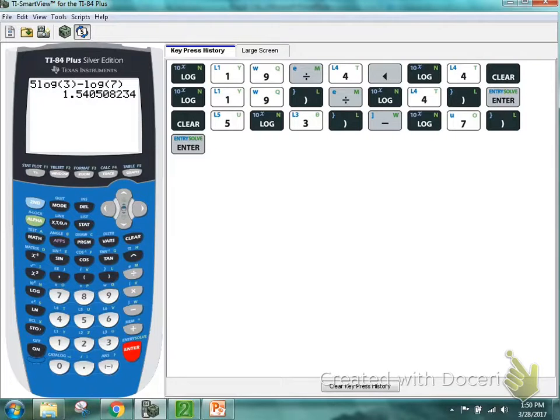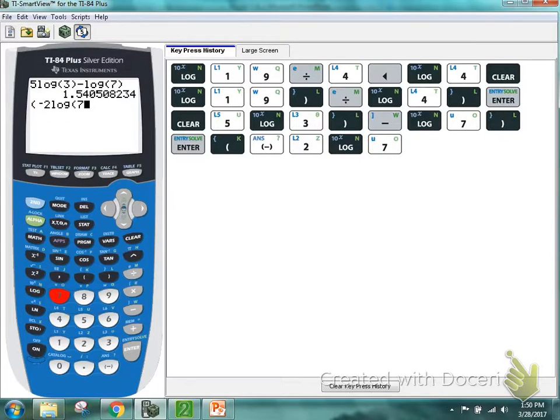Get that. Everybody see that? Now, open a parenthesis. Do your numerator, so negative 2 log 7. Close the parenthesis on the log. Close the parenthesis on the numerator. Divide. Now, where did that 1.5405 go? When I hit enter on that, where did it get stored?